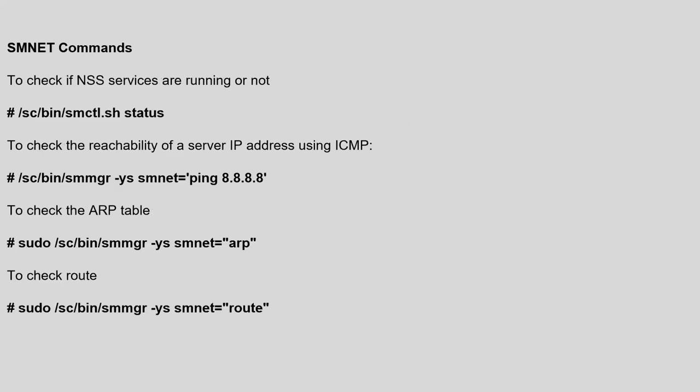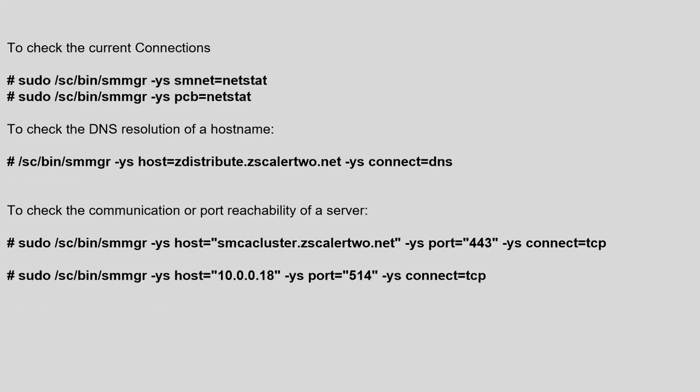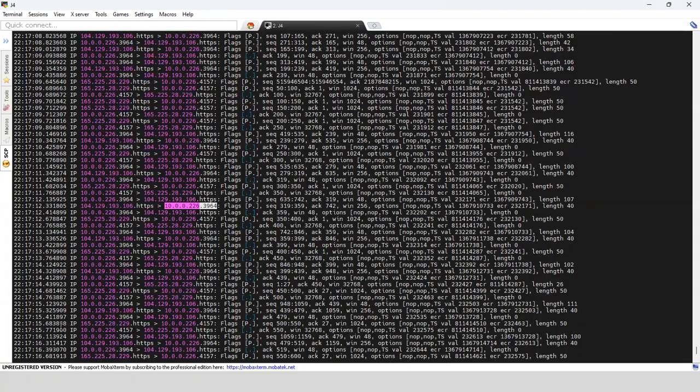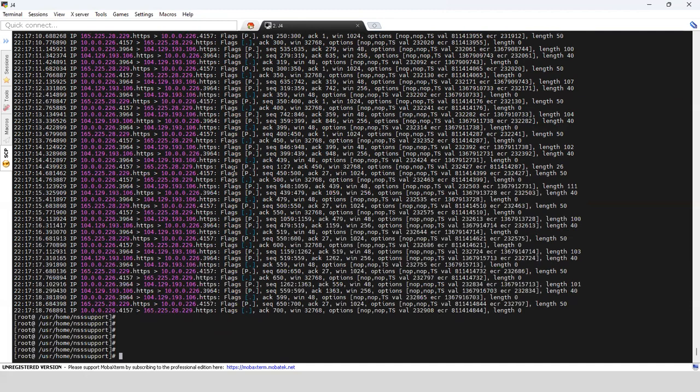Next is the SMNET commands, right? So there are so many SMNET commands we can use for various purposes. I'll walk you through these commands, and I'll let you know the purpose of these commands at the same time. So let's start with the first command which we have, and that is smctl.sh status. So what this command basically does is tell you the status of NSS.